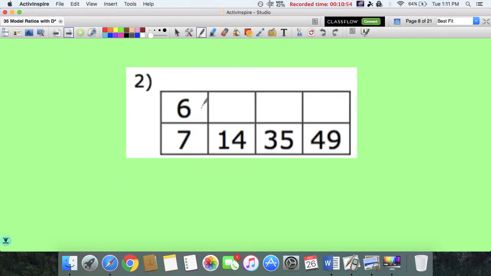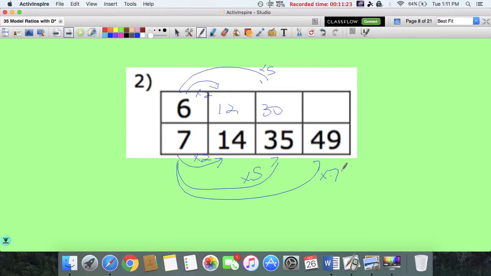So this one, if you look up and down, 6 to 7, nothing multiplied by 6 will give me 7, or nothing divided by 7 will give me 6. That's not the relationship I can use there. So in this case, you look side to side: 7 times 2 gives me 12. From here to here is times 5. From here to here is times 7. And then times 7, 42. Okay?